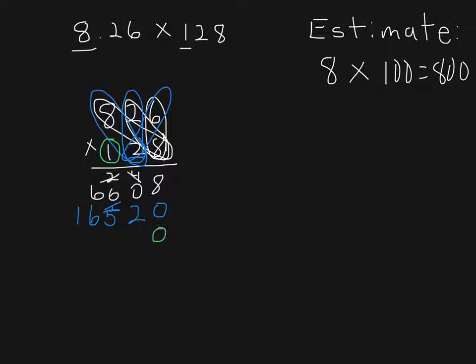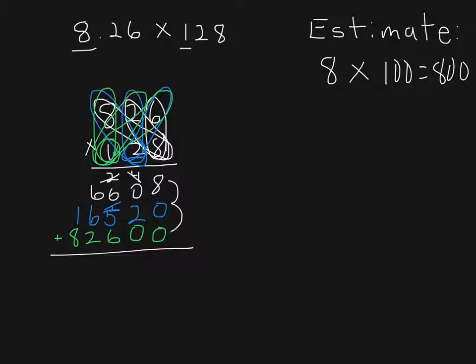Now I will move on to the hundreds place, multiply by the hundreds place. And I know, since I'm multiplying by 100, I will have 2 zeros in my partial product. And 100 times 6 is 600. 100 times 2 is 200, and 100 times 8 is 800. That was a pretty easy one. Now I'm going to add everything together.